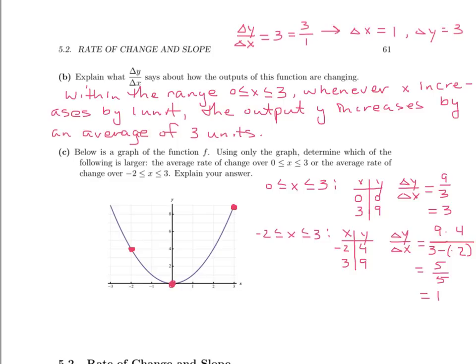So now let's go back and answer the question. Using only the graph, determine which of the following is larger: the rate of change over this range or the rate of change over this range. Well, you can see 3, of course, is bigger than 1, so the average rate of change over this interval is larger. So we'll write that down. So the average rate of change over 0 to 3 is larger.